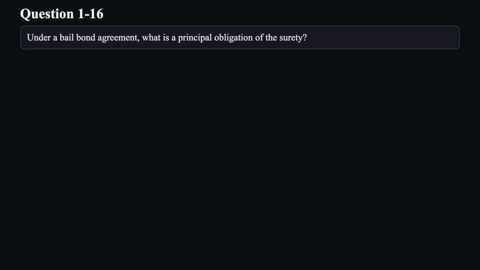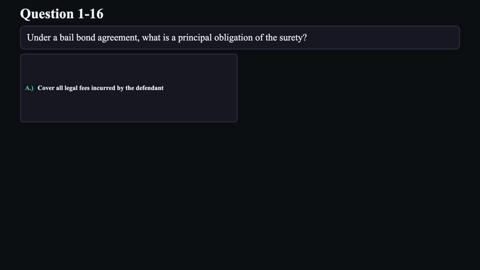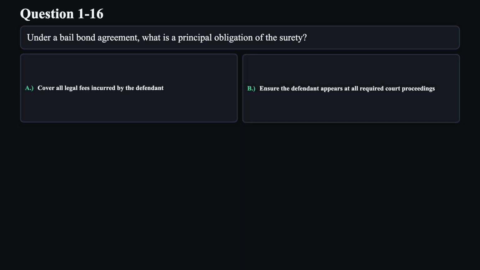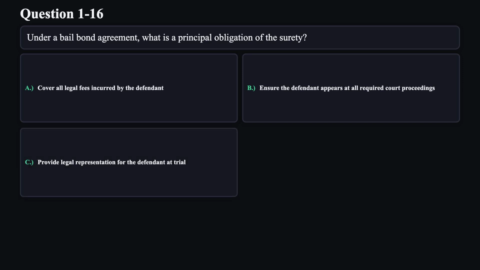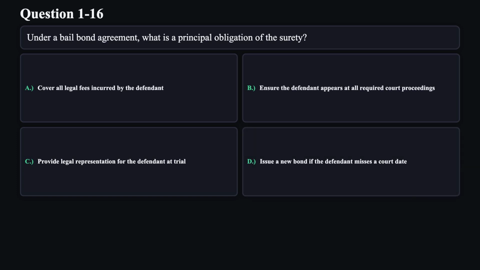Question 16. Under a bail bond agreement, what is a principal obligation of the surety? A. Cover all legal fees incurred by the defendant. B. Ensure the defendant appears at all required court proceedings. C. Provide legal representation for the defendant at trial. D. Issue a new bond if the defendant misses a court date.